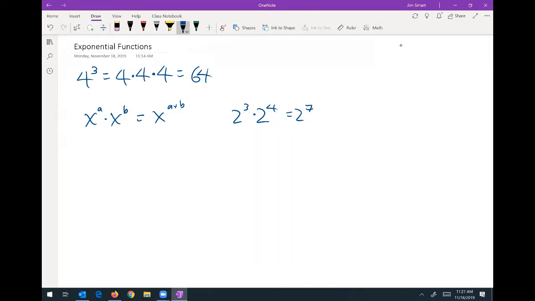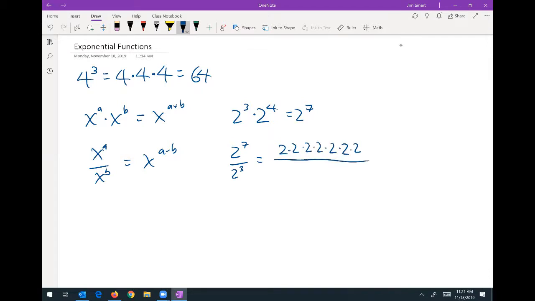Also, if we divide, we subtract our exponents. If you had 2 to the 7th over 2 cubed, we have 7 2's multiplied together on top and 3 multiplied together on the bottom. 3 of the 2's on the bottom would cancel, and that would leave 4 2's multiplied together. So we subtract the exponents there.